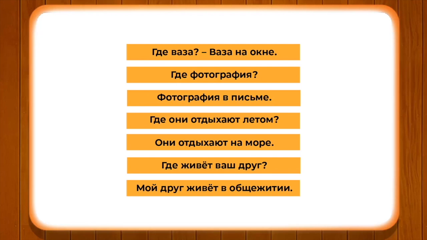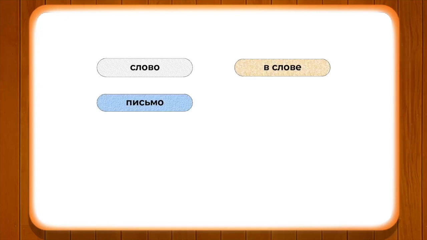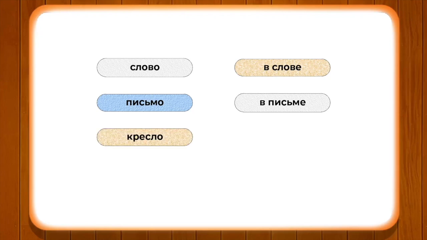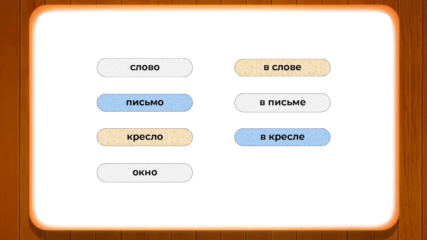Now we will discuss some of the words of the neuter gender and see the difference. So now let's pay attention to when we use a predlog or preposition, what kind of change we see in them. Slovo means word, v slove, in the word. Pismo, letter, v pisme, in the letter. Kreslo means armchair, v kresle, in the armchair. Okno, window, na okne, on the window. So it is absolutely clear when and where to use the prepositions v and na.